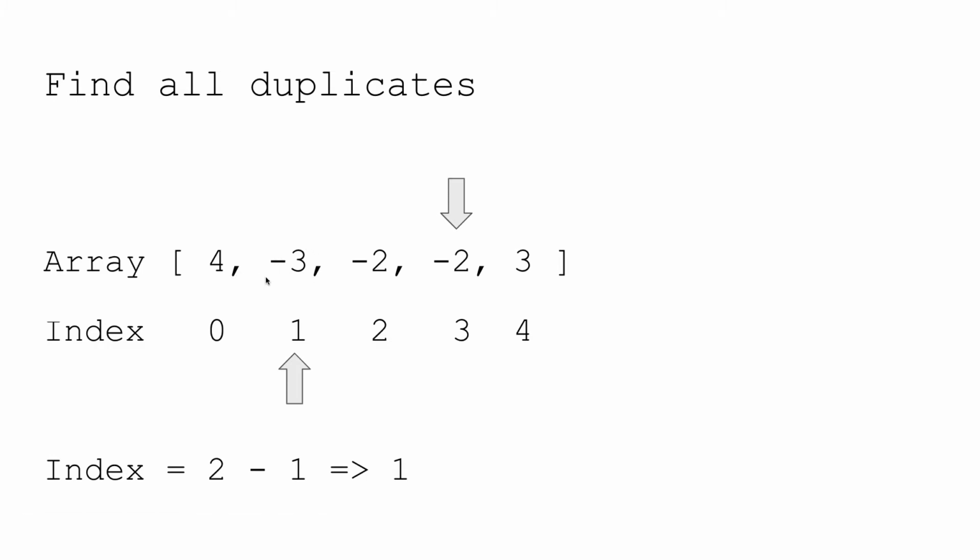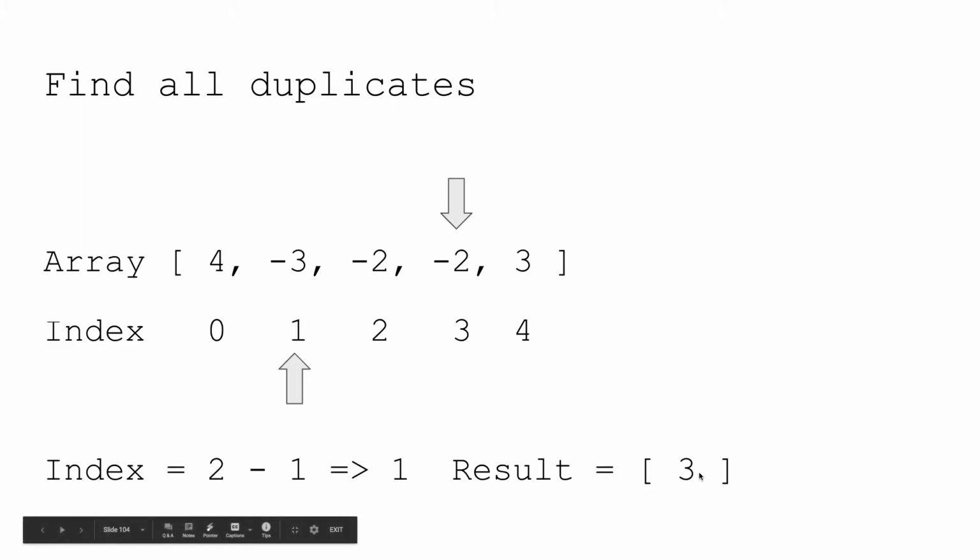As I mentioned, whenever we see a negative number, that means we have already visited this number. So as soon as you get a negative number, that means you have already visited that number once, and this is the second time you are visiting it. So we can simply add this value to our resultant array, right? Now we have this 3 in our resultant array. That means this number appears twice in this given array. And now we'll move forward.